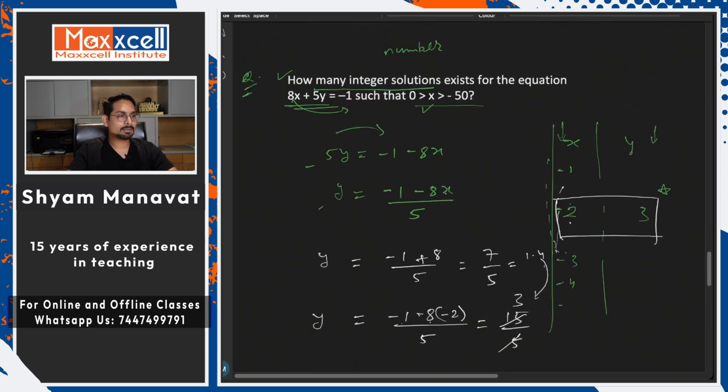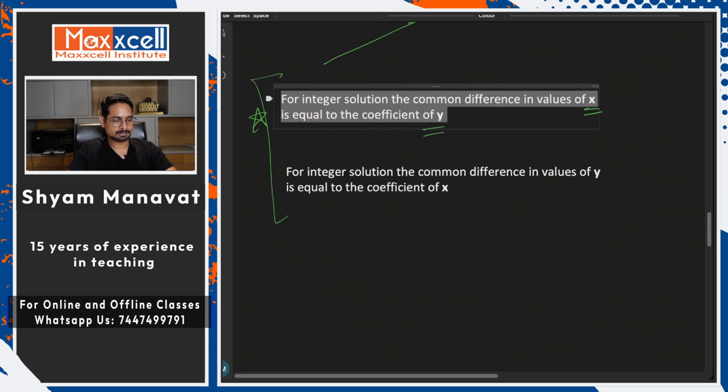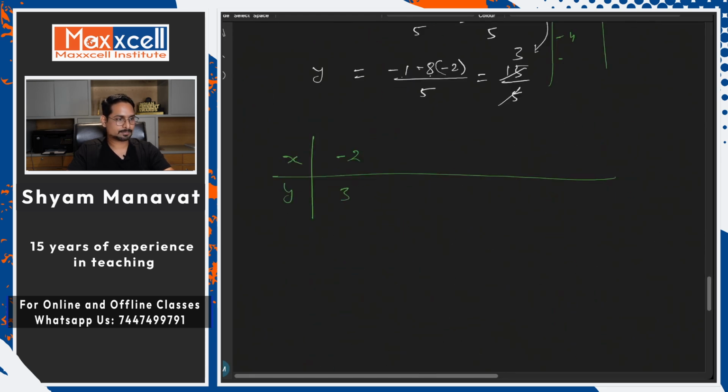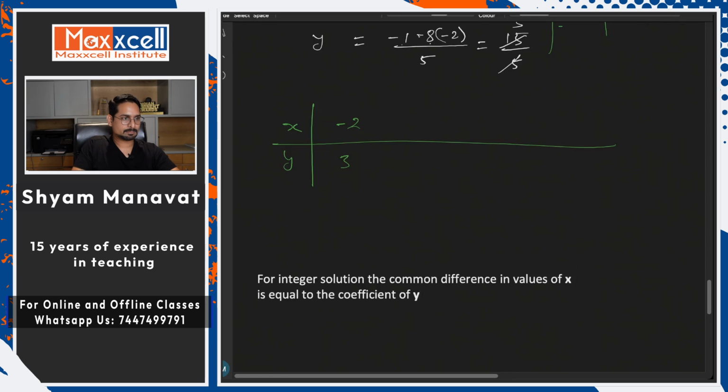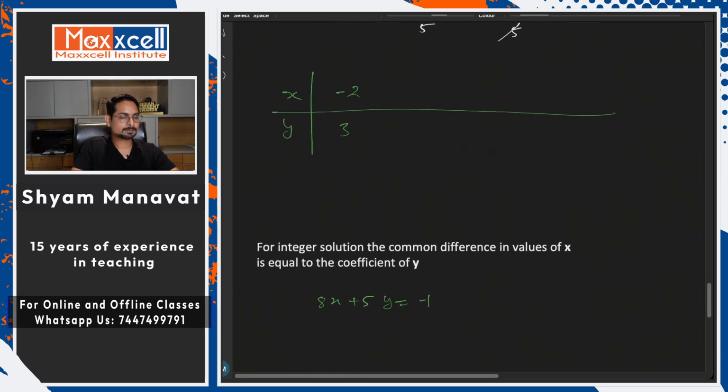3. Now if I look at this tip which I have given you in the previous one, where the original equation is 8x plus 5y equal to -1. Now look at this. The common difference in the values of x should be equal to the coefficient of y. So the coefficient of y is what? 5. That means the next value of x should change with the common difference of 5.